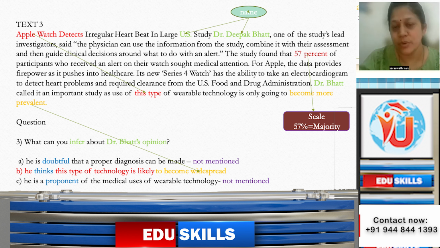The study is the one telling that, okay, it is only going to be after his study. Use of this type is the reference to the Apple Watch. Yes, this reference to wearable technology is only going to become more. "Only is likely" - okay, it's likely, both are the same. Going to become more prevalent is to become widespread. Prevalent is widespread. Yes, thank you. Understood. So this is the paraphrase language I mentioned before. To become more prevalent is to become widespread.